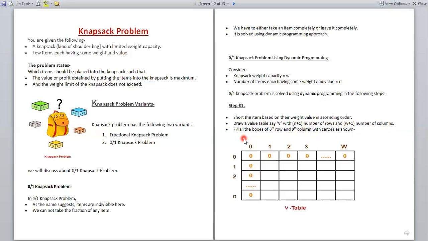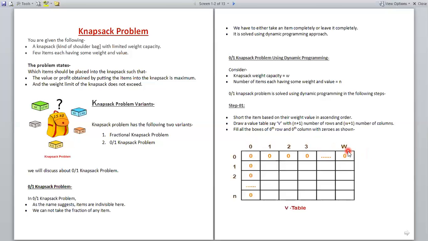After that you fill all the boxes of the 0th row and 0th column with 0. Why? Because when you have no item, that means zero items, the weight is also 0. So first we generate the table of n plus 1 by W plus 1. The rows start from 0 and end at n, that means n plus 1 rows, and the columns start from 0 and end at W, that means W plus 1 columns.